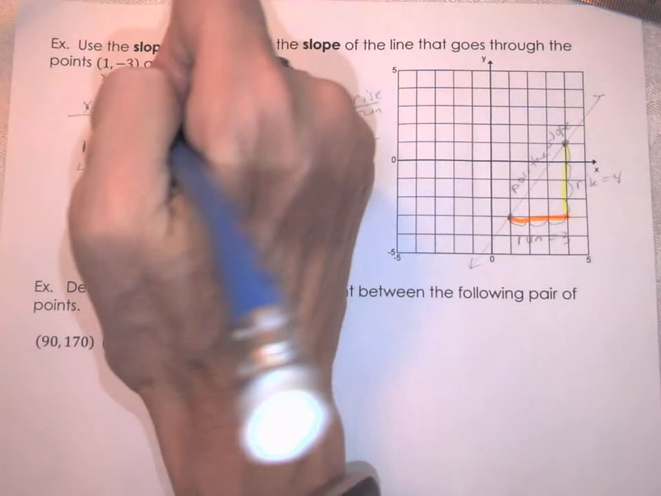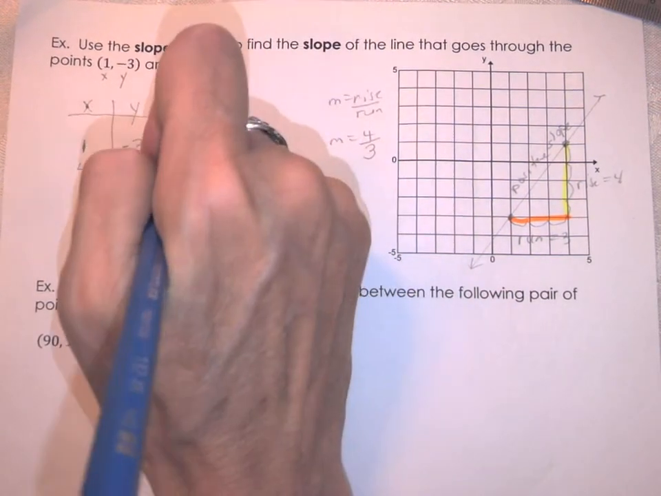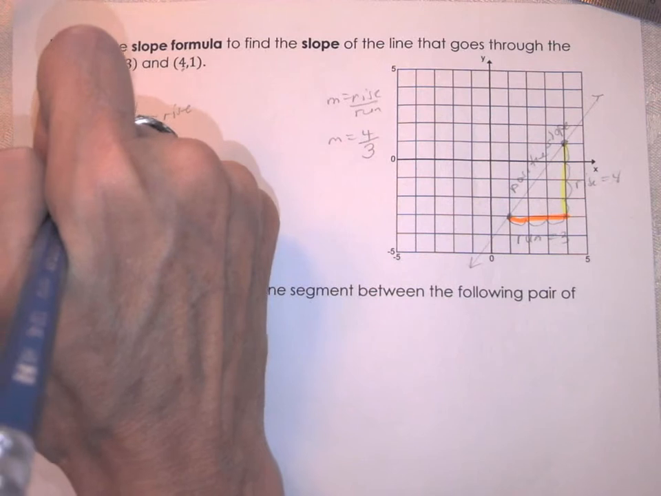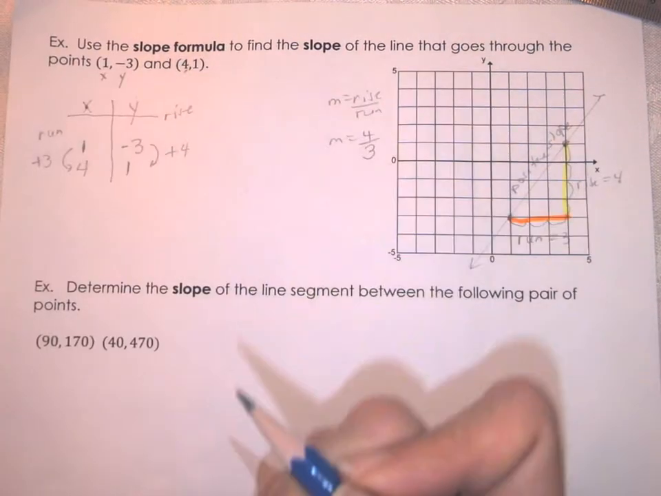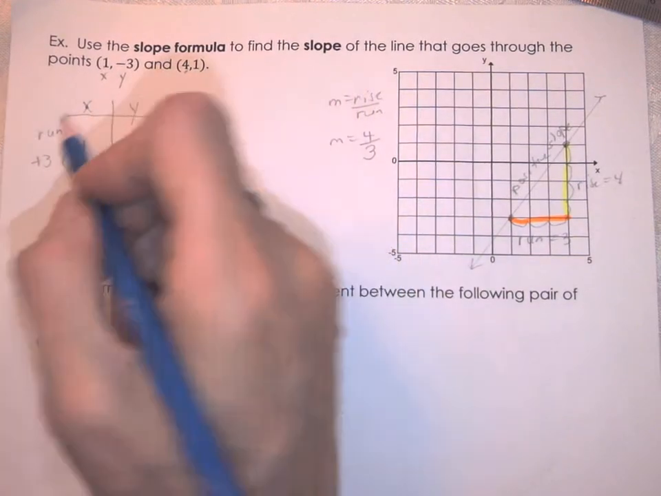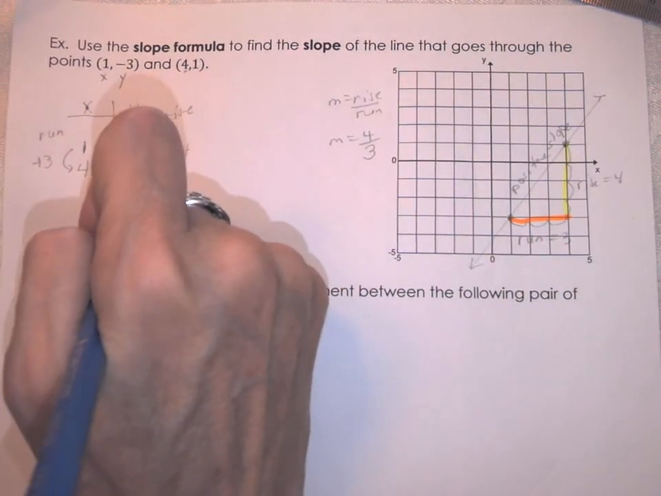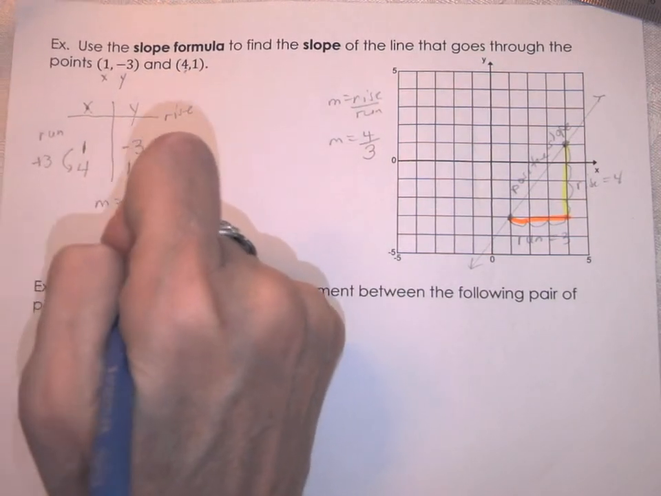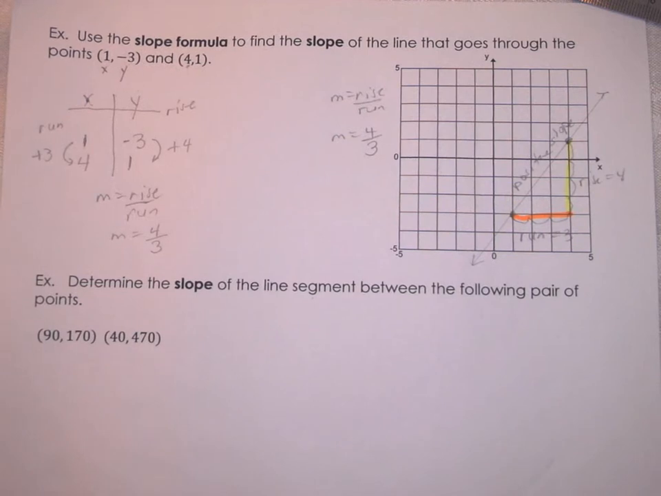Now I can find my rise, or my change in Y. So to go from -3 up to 1 would be up 4. And to go from 1 up to 4 would be up 3. That's going to be my run. So again, I have my rise and my run. I can use the slope formula. And again, I get 4 over 3. Same result.